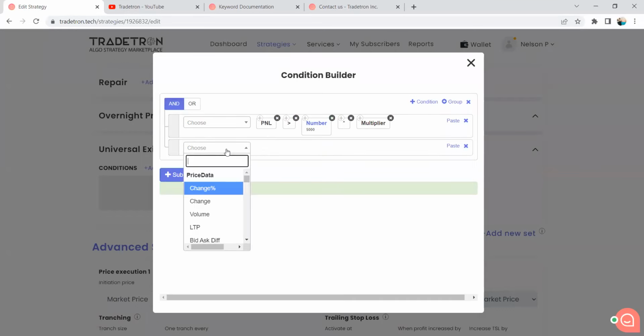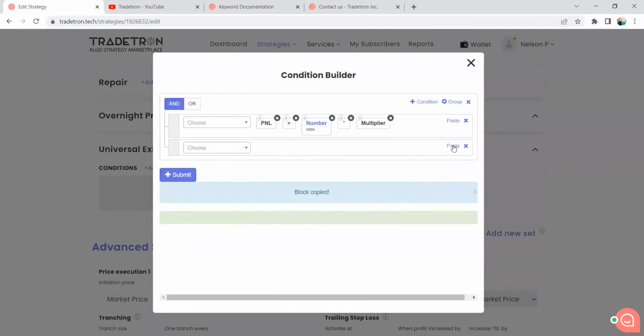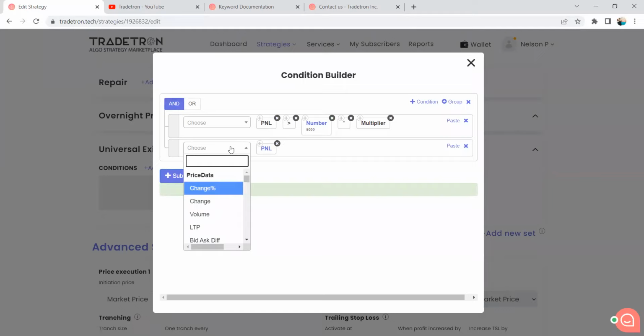All right. After that, what we will do is we will select stop loss also. I want my stop loss to be say less than 2,000 rupees on a 1x basis.